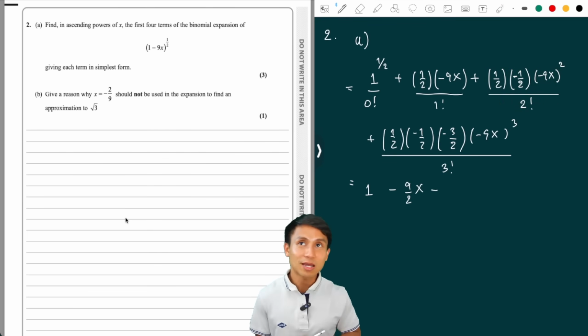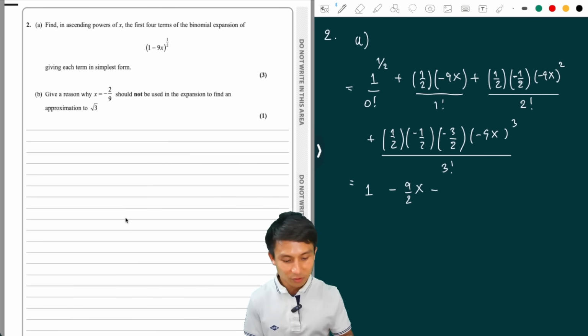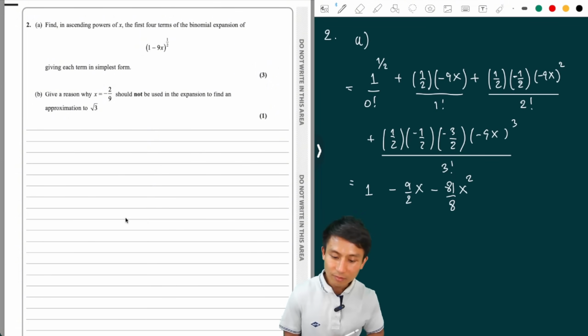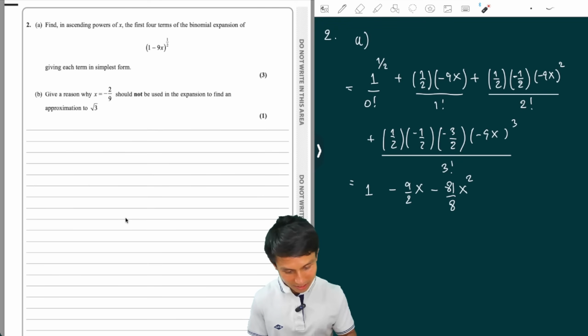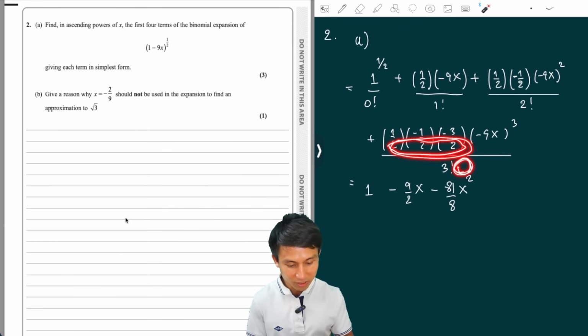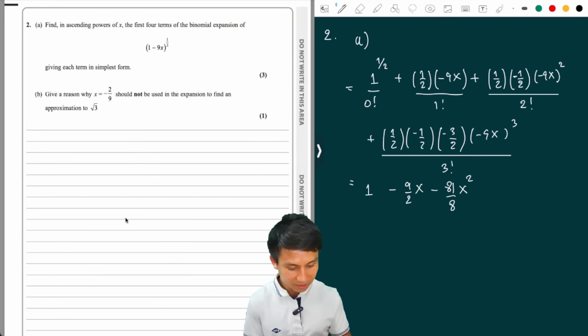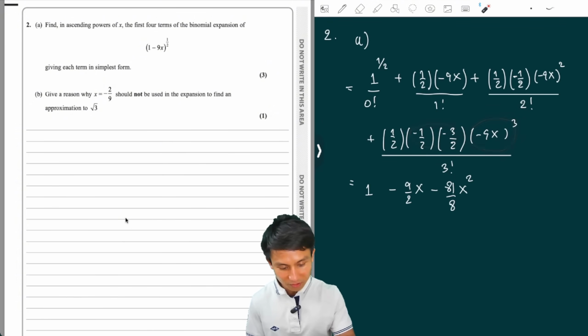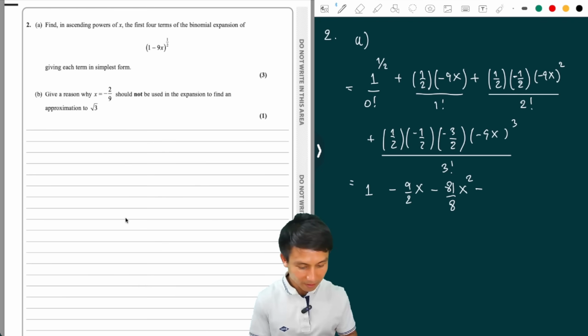Minus 81 over 8, is that simplifiable? Don't think so. So it's minus 81 over 8, x squared. And the last term, okay, seems like this is 3 times 2, so 3 cancel that. So we have 2, 3 2's here and one more here, so that's 1 over 16 there. 16, this is 3 negatives, 2 negatives, so this is also negative, okay? Over 16 there, and x to the 3.